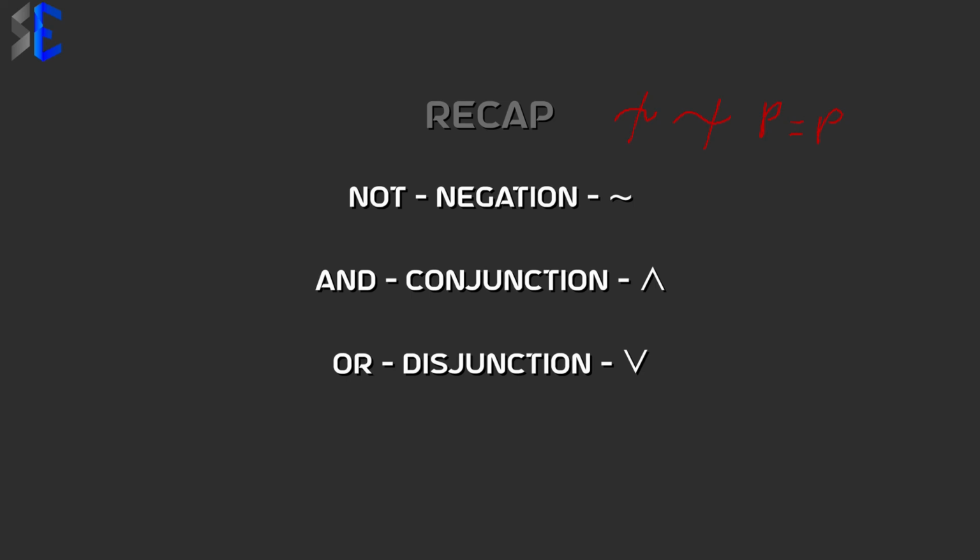You have and, which is called a conjunction, and that's represented by this symbol. And then you have or, which is called a disjunction, which is represented by the V-shaped symbol.